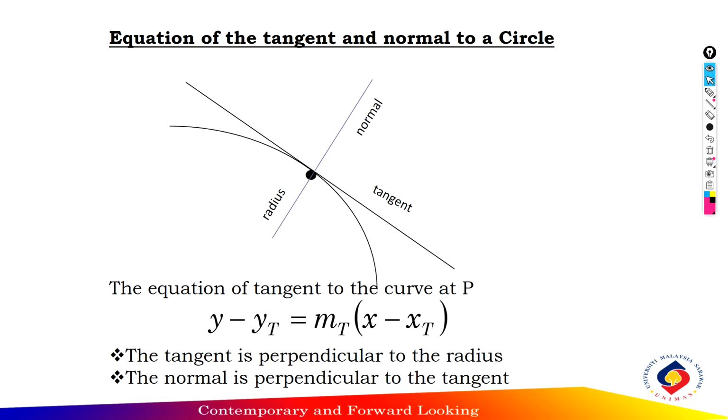Equation of tangent and equation of normal to a curve. The equation of tangent to the curve at the point P is given by y minus yt equals mt times x minus xt.